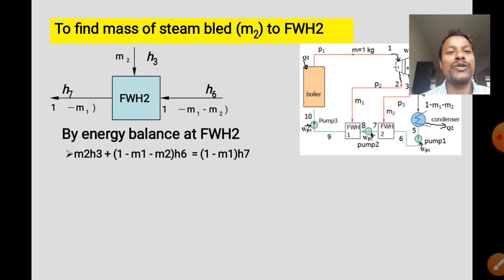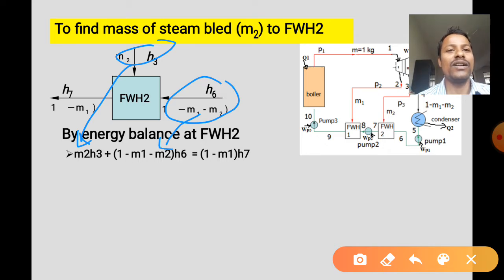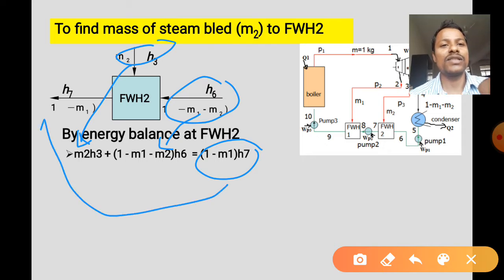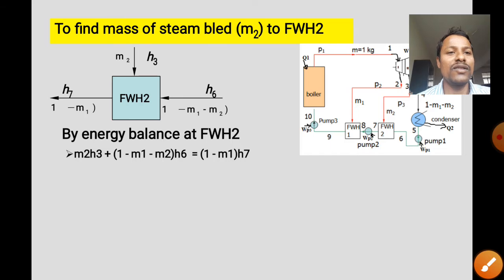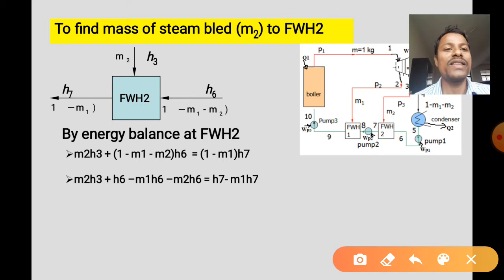So that is M2 into H3. So this is one energy. One more is 1 minus M1 minus M2 into H6. This is another one, and the outlet is 1 minus M1 into H7. So this is the outlet. So we balance this energy and then further we simplify this using mathematics. So here I have opened this bracket, so that is H6 into 1, H6 we have written.